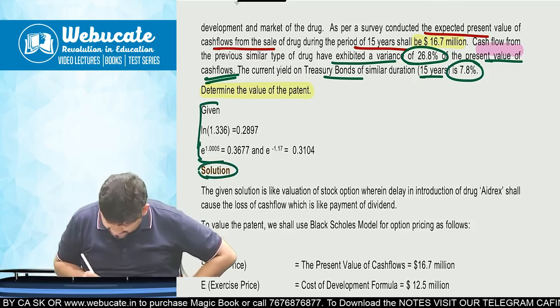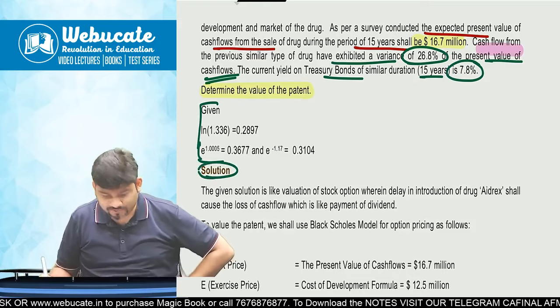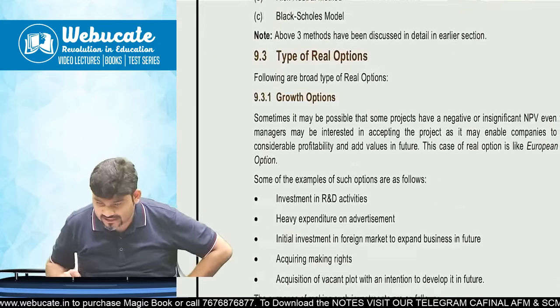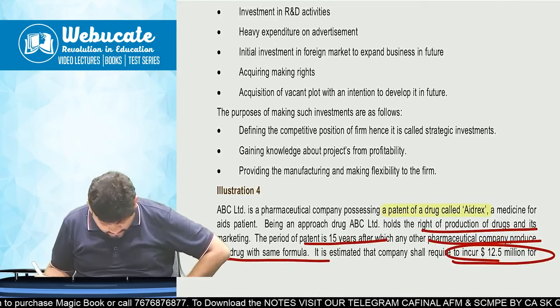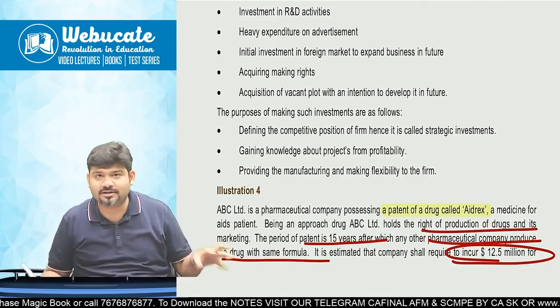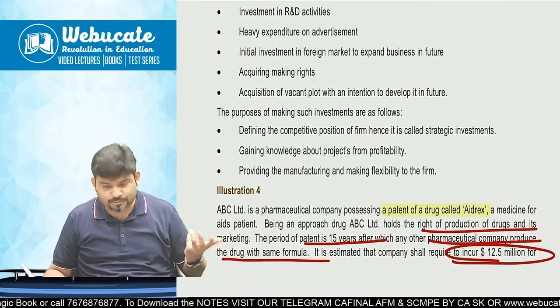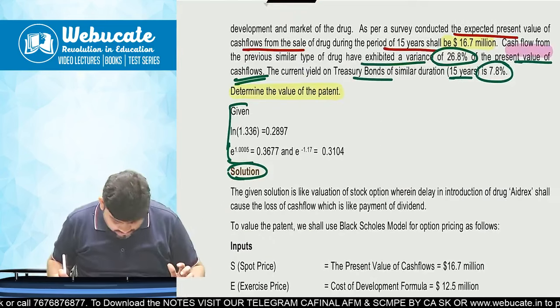Chalo, let's start guys with the solution. But before that, we should write down all the information that is given. So, we'll do it step by step. First thing, the period of the patent is 15 years. So we come to know that this is a real option.